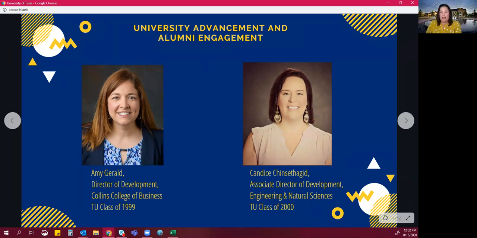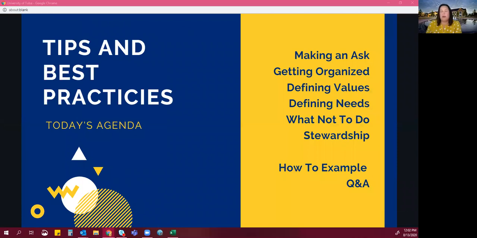Okay, so we'll go ahead and get started. Today we're going to talk about tips and best practices. And we're going to go through what making an ask looks like, how to get yourself organized to make an ask, defining the values that your organization possesses, defining the needs that you have as a student organization. We're going to talk about what not to do, and then we're going to talk about stewardship. At the end, we'll kind of go through a how-to example, and again, at the end, we'll also have time for question and answers.